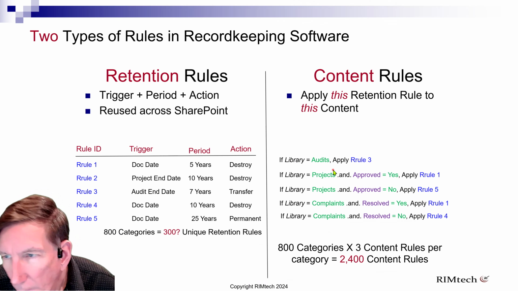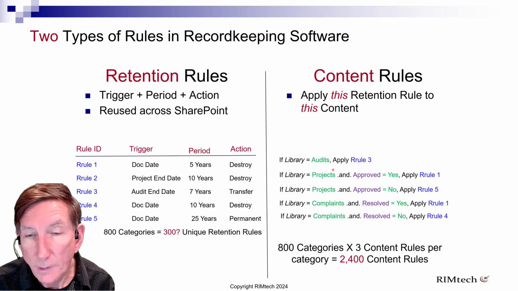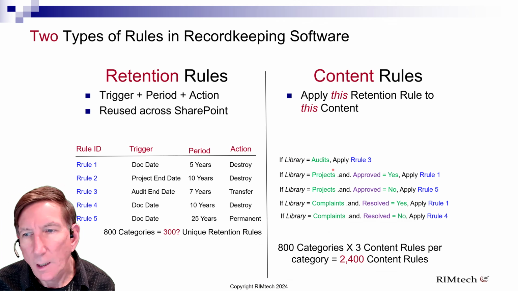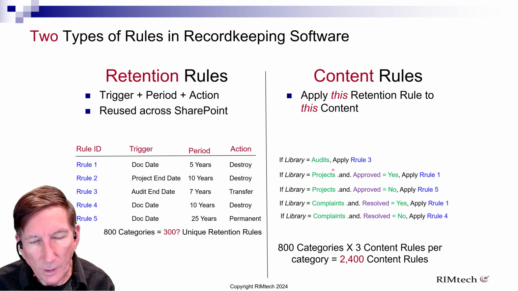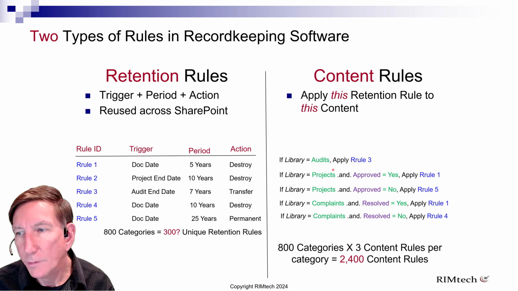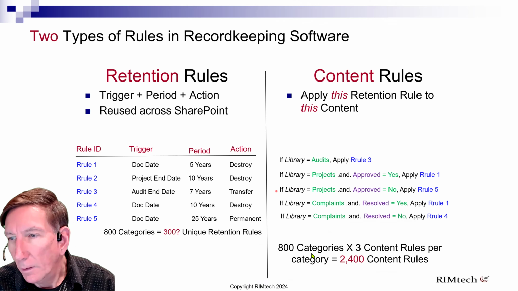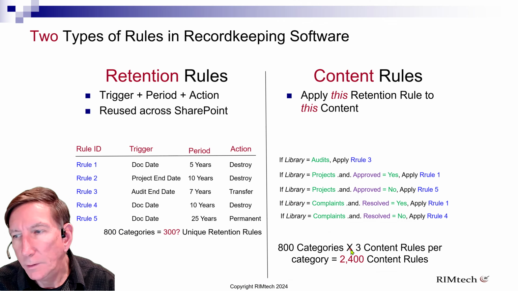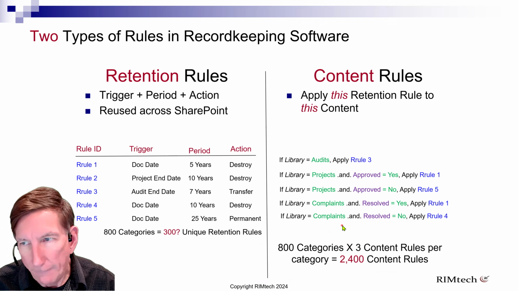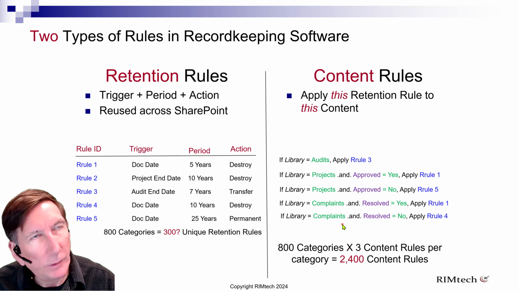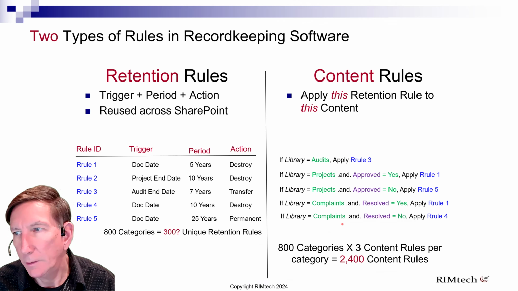Very, very simple, okay? But like I said earlier, the average number of content rules per category or library is 3. If that were true, and it is, then for 800 categories, you need to create 2,400 content rules. Yeah, you do. And where do those rules come from? From you. They don't fall out of flying saucers, I hate to say.